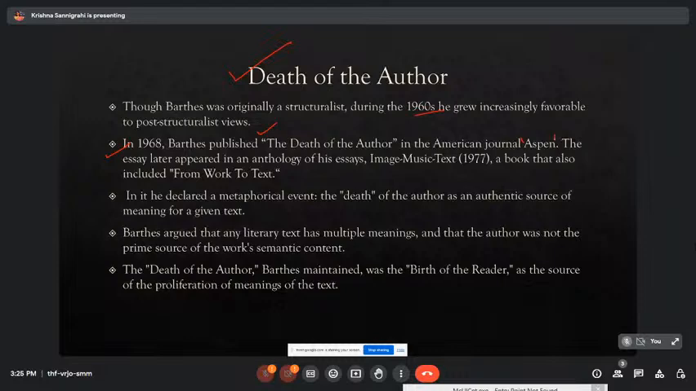And this particular work, The Death of the Author, played a very important role. You should read his views in this essay, because it might be available. If we have enough time, we can take out a session and actually read this, because if you read it in the original, it will give you an even better understanding of what Barthes is actually trying to say. The essay appeared in an anthology of his essays, Image, Music, Text, which is also included in From Work to Text.